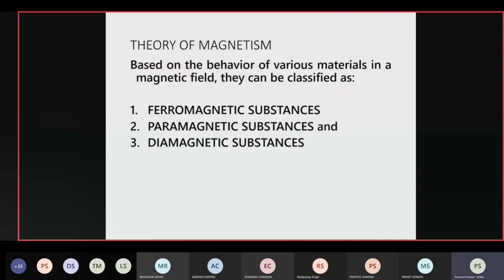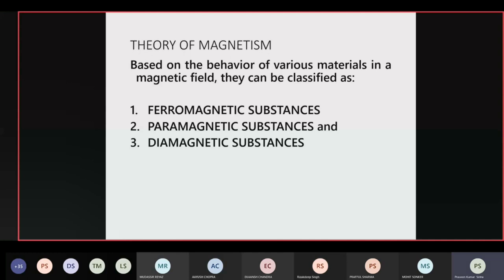So natural and artificial they can be, yes, but what can be turned into a magnet? Substances may be divided in these three parts: ferromagnetic material, paramagnetic material, and diamagnetic material. They are all interacting with the magnetism, but in a very, very different manner. Ferromagnetic materials are those which can be magnetized, which can retain magnetism, and show magnetic property very strongly.